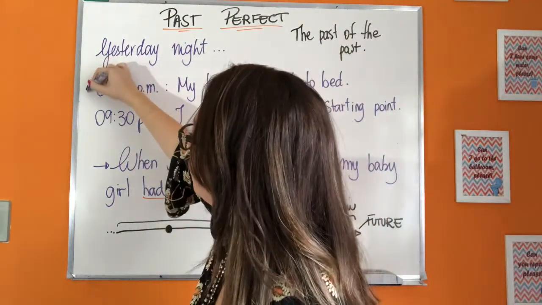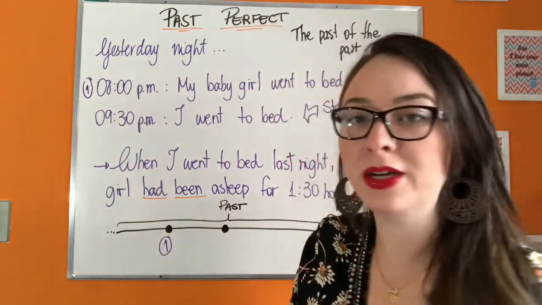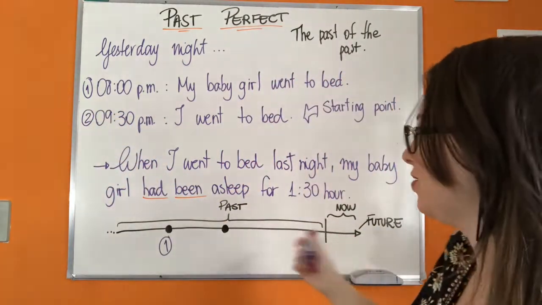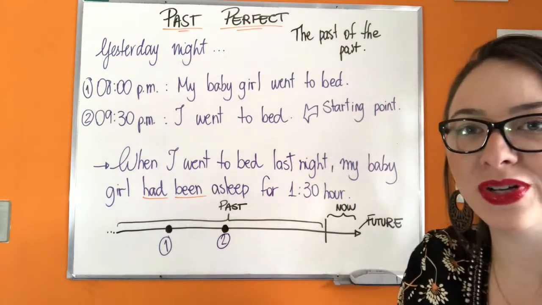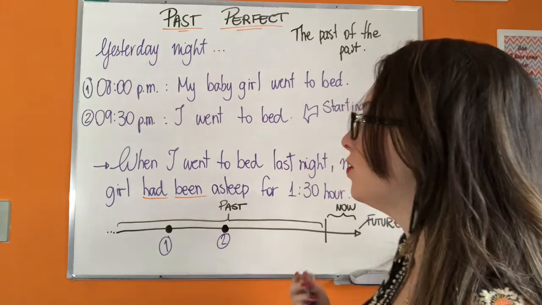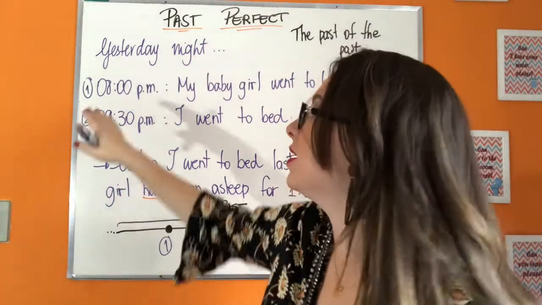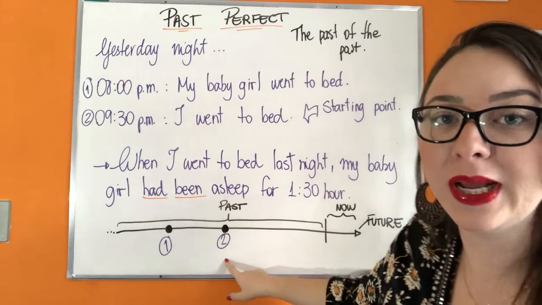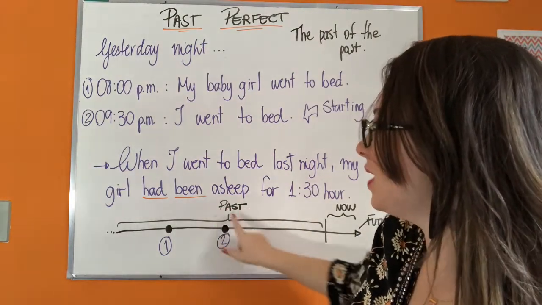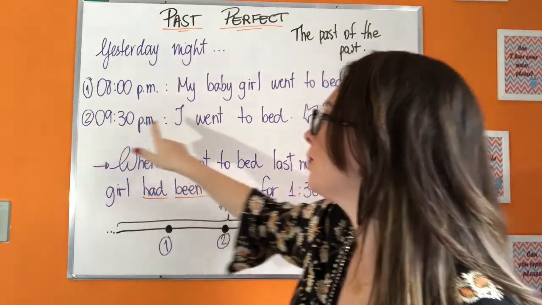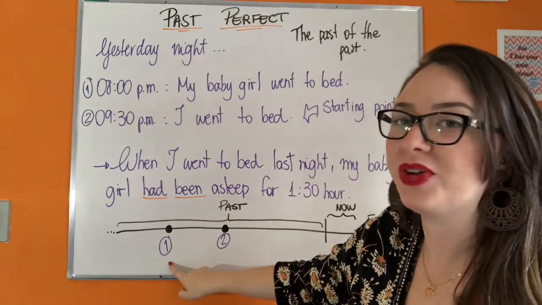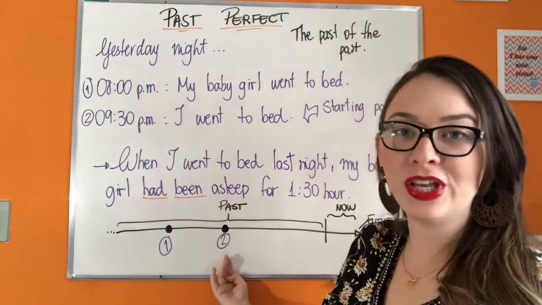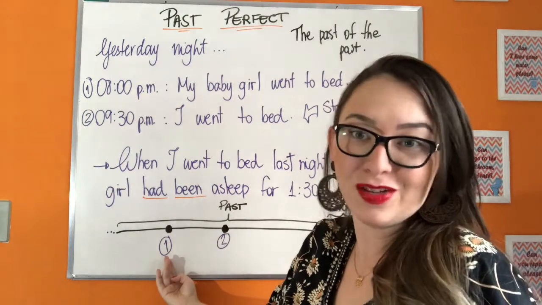So action 1 is right here. Action 2 is closer to the present. So I put here action 2. It's closer to now. It's not as old as action number 1. So, when my starting point, when I begin telling my story, is action number 2, I must use the past perfect in the action that is the past of this one. So this one here is the past, and this one here is the past of the past.